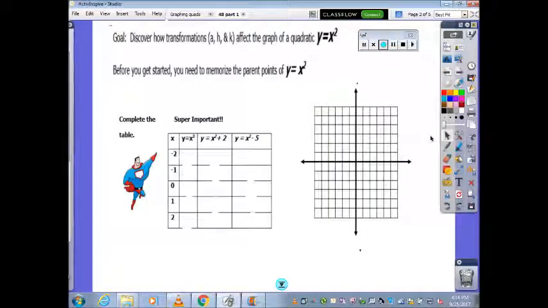We're going to be graphing quadratic functions and inequalities today. First of all, let's get started by memorizing the parent points. Our parent function is y equals x squared. We want to try to graph at least 5 points each time we graph these to get a good picture.